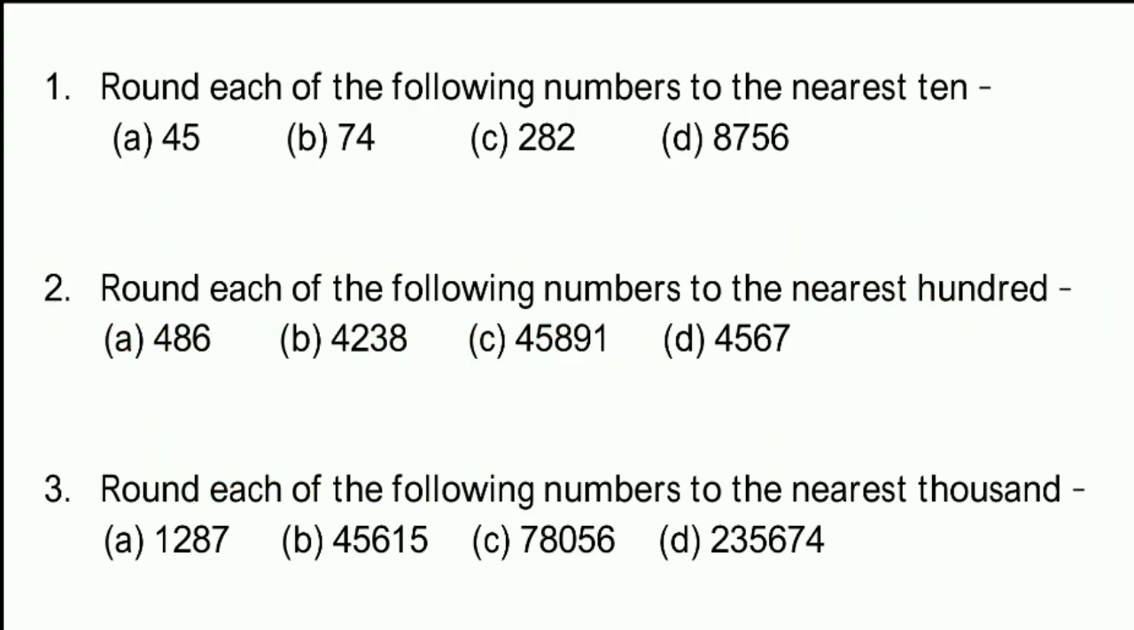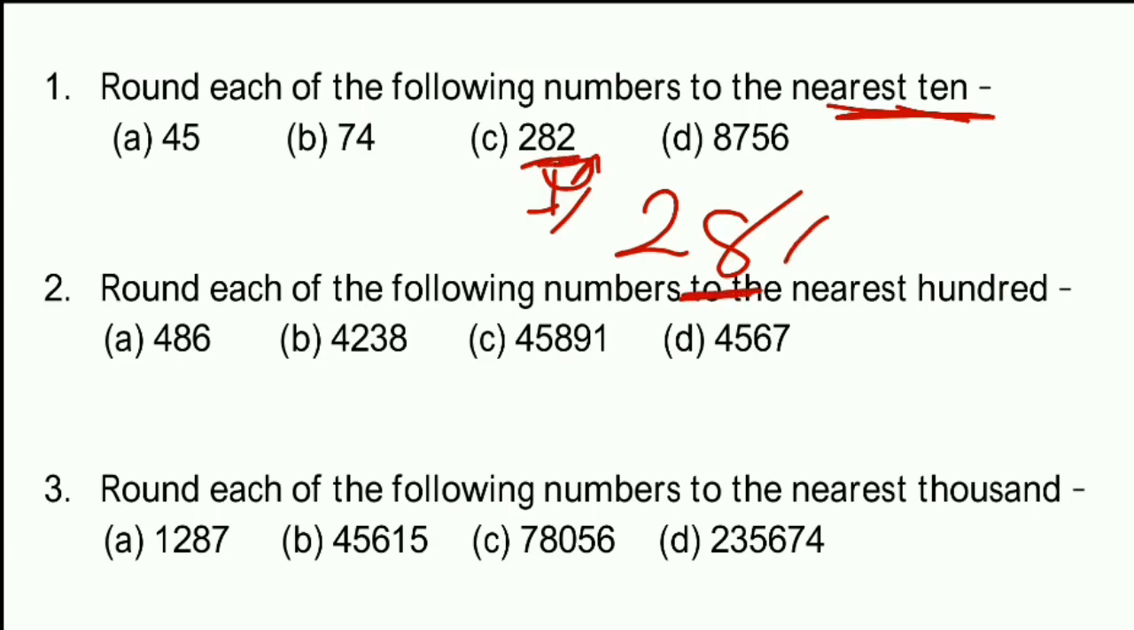A few questions I am doing. Suppose you have to round up this number to the nearest 10. What will you do? Ones, tens. At the tens place it is there, and just before that at the ones place 2 is there, which is less than 5, so nothing will be added to the tens place. So the tens digit will be written as it is, and the ones digit will be converted to 0. So 280 is the answer.